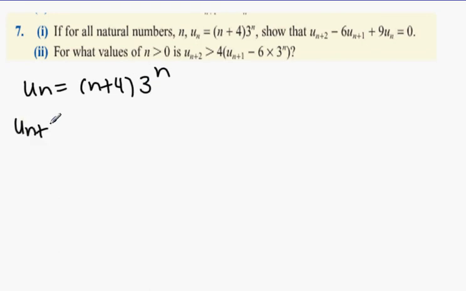Now how do we do u(n+1)? Replace n with n plus 1. So it's going to be n plus 1 plus 4, which is n plus 5. And that's going to be 3 to the n plus 1. Break up 3 to the n plus 1. What do you get?